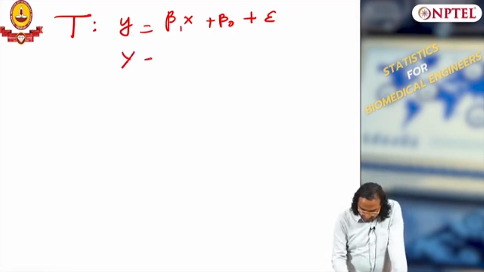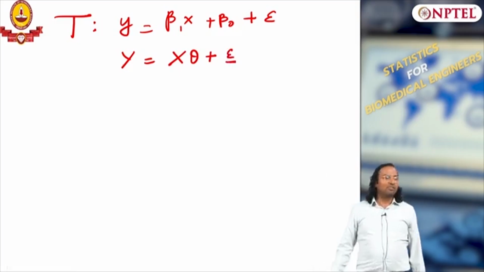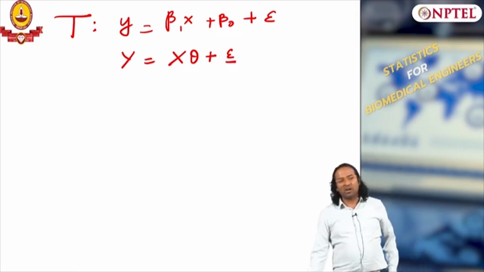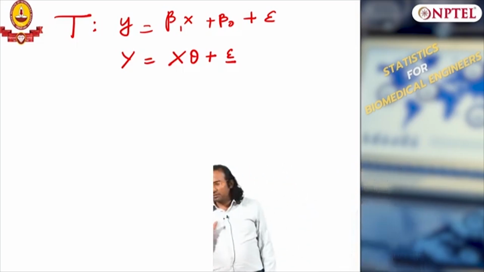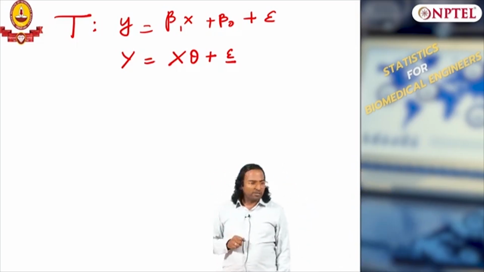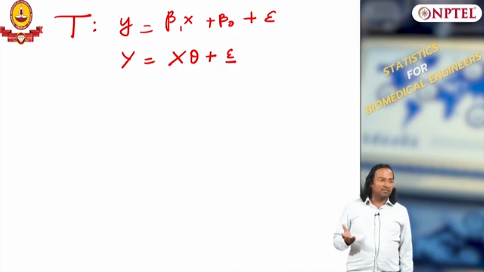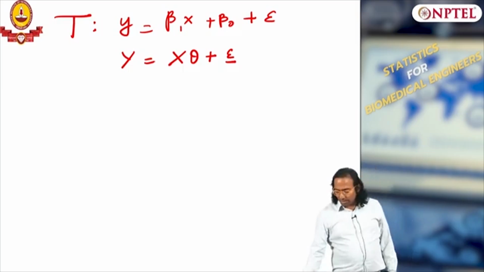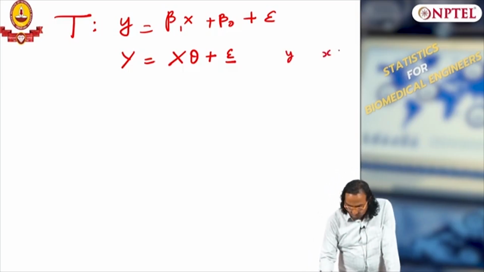In other words, if I write it in vector matrix notation, it is going to be y equals X beta plus epsilon, where epsilon is a vector, which is a noise. Why am I assuming there is a noise? Remember, we are only modeling the outcome of random experiments, and the outcome of random experiments will never be a deterministic one.